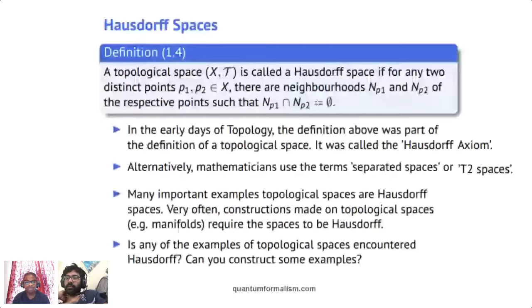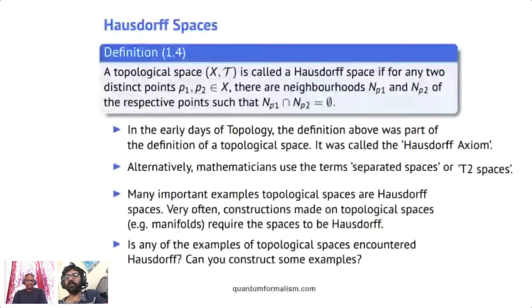Okay, so for any two distinct points in a Hausdorff space, you can always find neighborhoods that don't intersect. This is very important. In the early days of the definition of a topology, this condition was part of the definition, when Hausdorff formulated the notion of topology using the language of open sets.